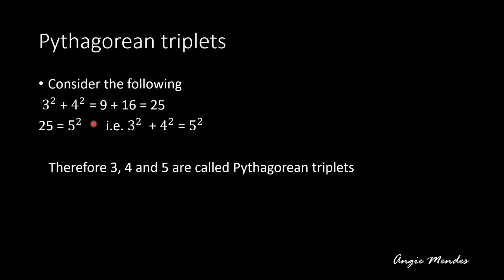Now let us see what is the meaning of Pythagorean triplets. Let's consider the following. 3 square plus 4 square is equal to 9 plus 16. So 3 square is 9, 4 square is 16. Now if we add 9 plus 16, we get 25. And 25 is the square of what number? 5. So that means 3 square plus 4 square is equal to 5 square. So 3, 4 and 5 are called Pythagorean triplets.